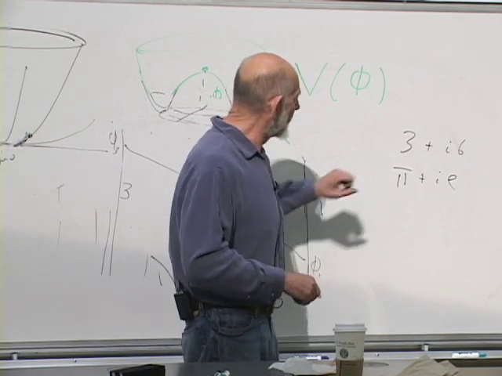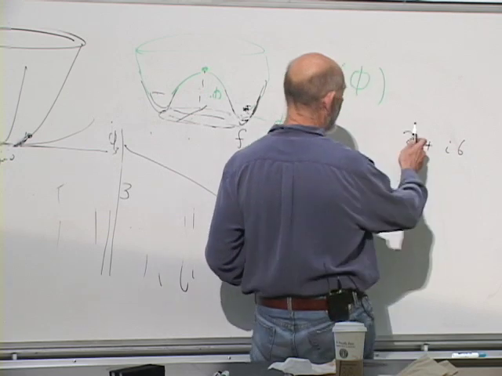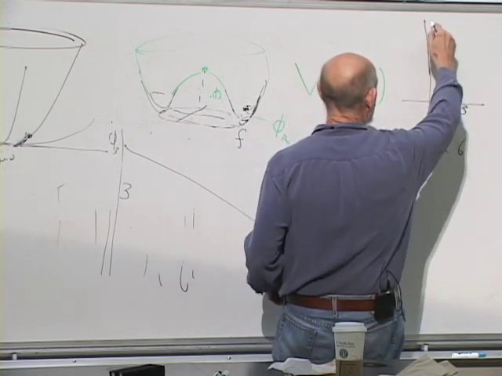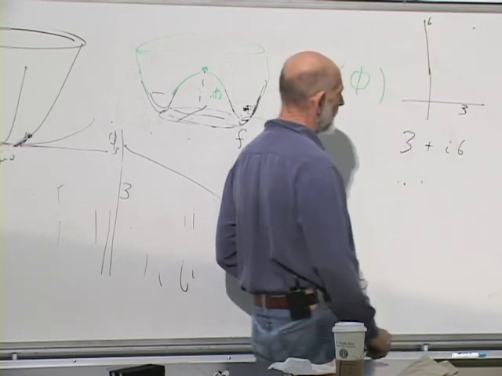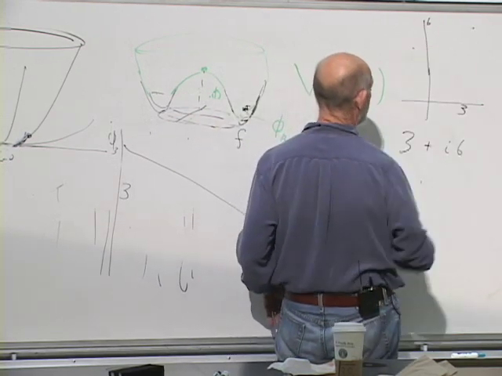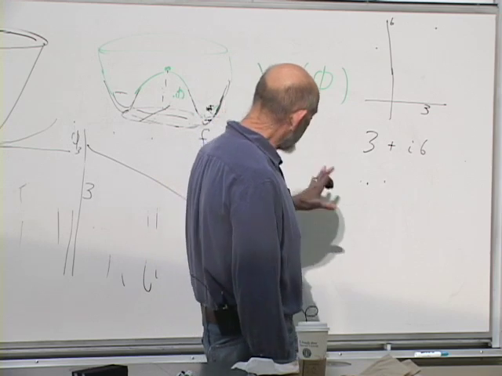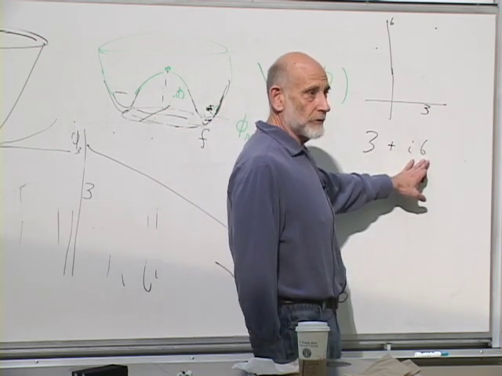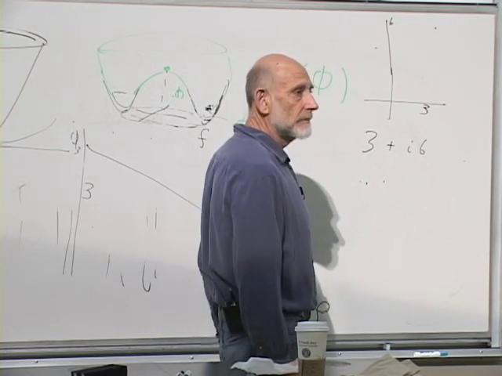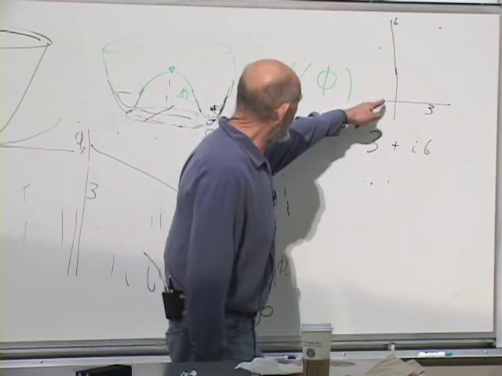The potential energy is only a function of this squared plus this squared. 3, 6, the field at some point has the value over there. At some other point in space, the field takes on the value over here. At some other point, it takes on the value over here. The potential energy is only a function of the sums of the squares of these. But 3 plus I6 is the value of the field, and it doesn't say anything about where in the complex plane that occurs.